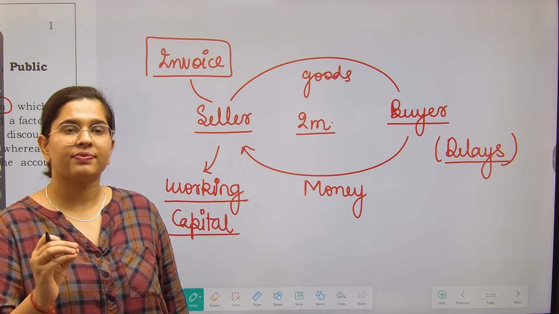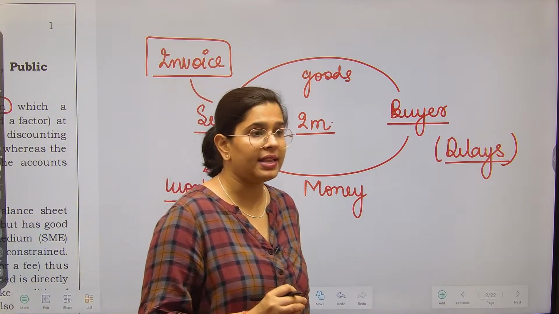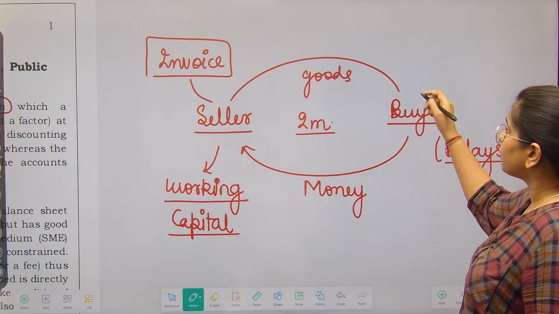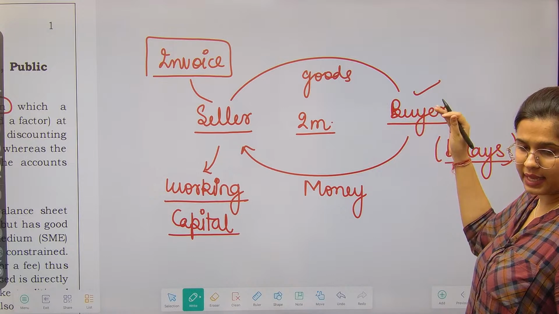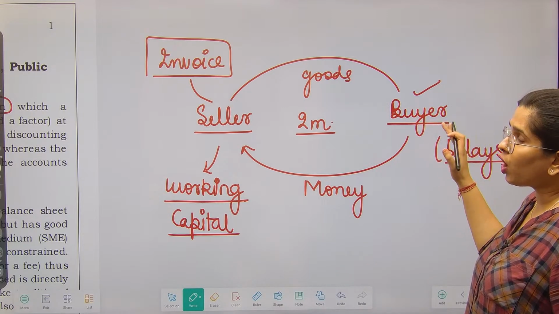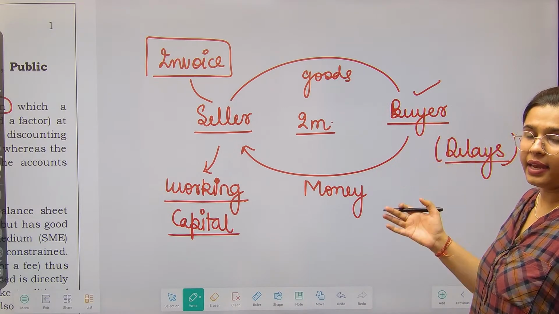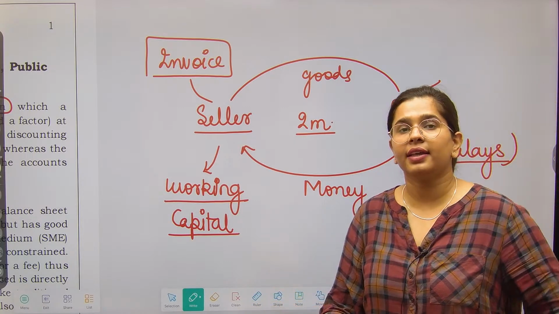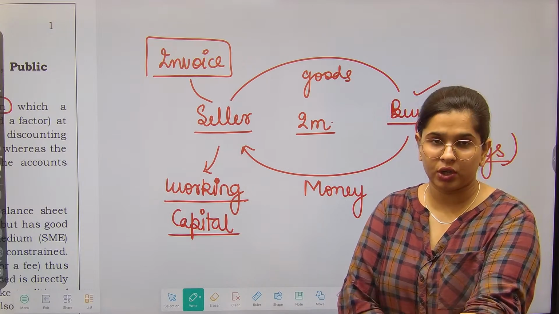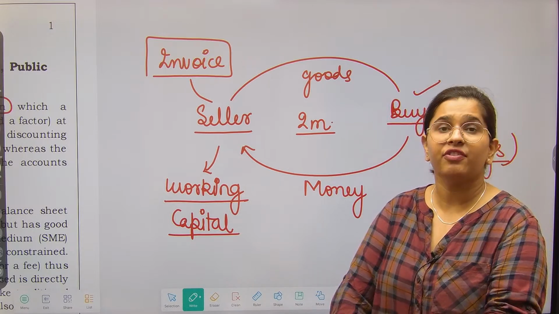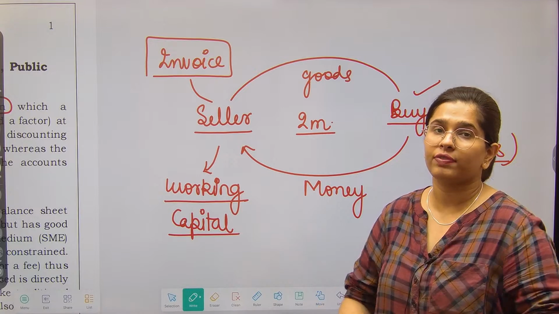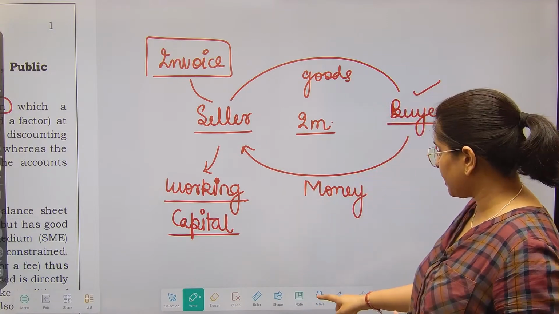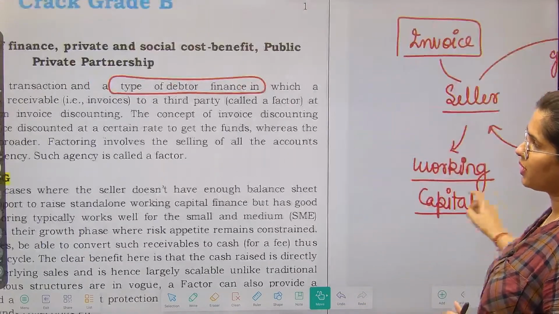Factoring is an alternate source of finance because the amount that was blocked with the buyer, ठीक है, जो हमने sales की, I can encash that amount through factoring. Factoring के through I can encash that particular amount and I will have funds and I will not be short of working capital. So this is the concept of factoring. चलिए अब देखते हैं what we all have to study over here.